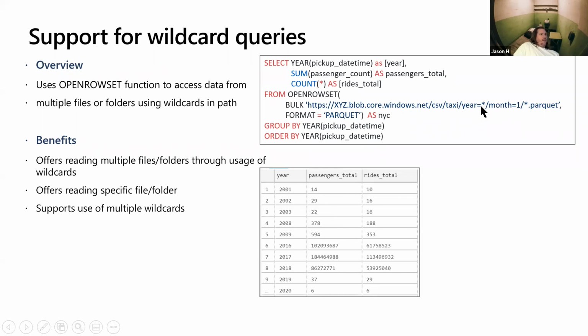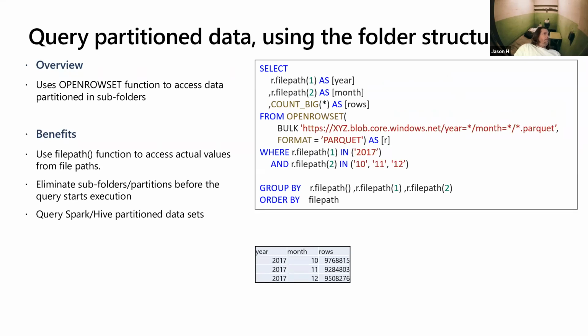So if I wanted to say, only read files from 2015 to 2020, I could do that, and it would only read the data from those files. It wouldn't read other files, and that can be a performance improvement. So we'll talk about that in a few seconds.